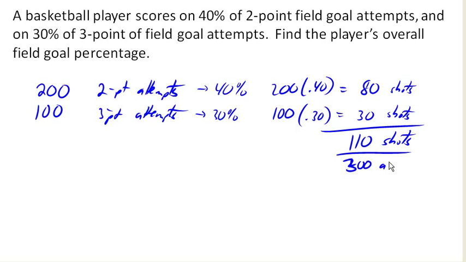right? Because we had 200 2-point attempts and 100 3-point attempts, so 300 total attempts. That is 0.367, or in other words, 36.7% overall field goal percentage. Now, notice that this is larger than the 35% we originally guessed, and that's because there were more of these 2-point field goal attempts. So when we calculate the average, this gets weighted higher. So it's really important to be careful if you're averaging two quantities that are percentage based, because if they're not equal in quantity, then you can't just average the percents.